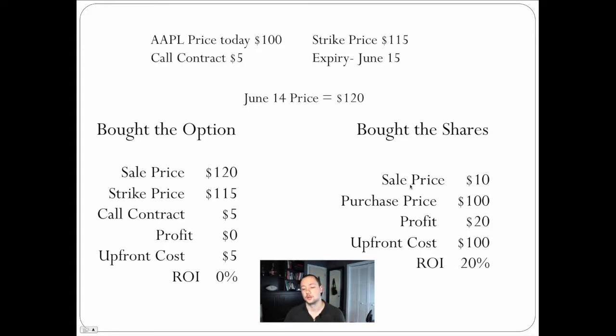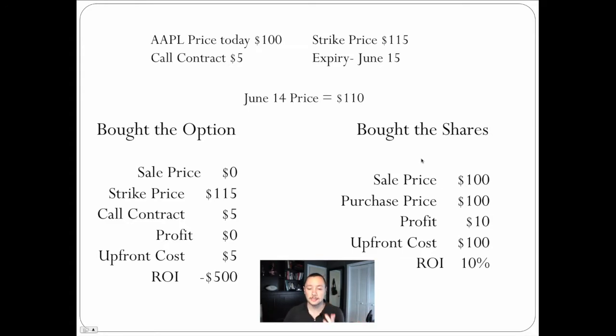So the sale price, oh, I got a little blooper here. The sale price was $120 and your purchase price was $100. Your profit on that is $20 and your upfront cost was $100. That means your ROI was 20%. So in the exact same example where the price on June 14th was only $10 less, you made absolutely $0 on the option, and you made 20% by buying the shares. So the risk return is really offsetting.